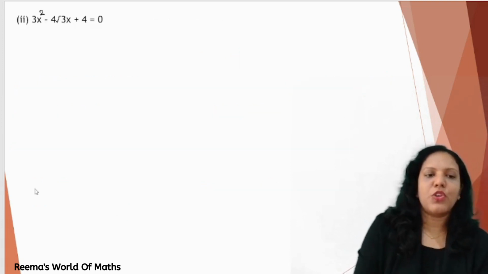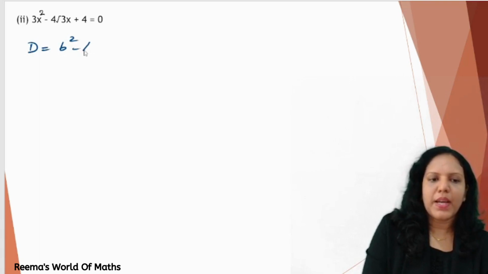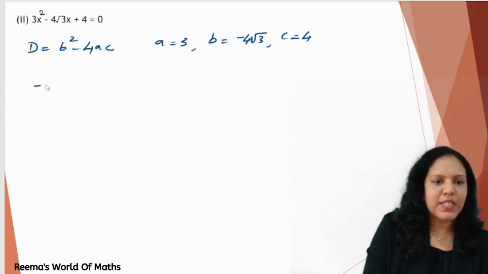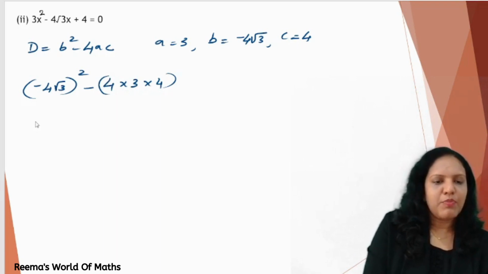3x squared minus 4 square root of 3 x plus 4 equals 0. Similarly, we need to find the value of the discriminant, which is D is equal to b squared minus 4ac, where a is equal to 3, b is equal to minus 4 square root of 3 and c is equal to 4. Let's replace this in the formula. So b squared is minus 4 square root of 3 whole squared, minus 4 multiplied by 3 multiplied by 4. That is 4 square root of 3 whole squared, which is 16 into 3, that is 48.